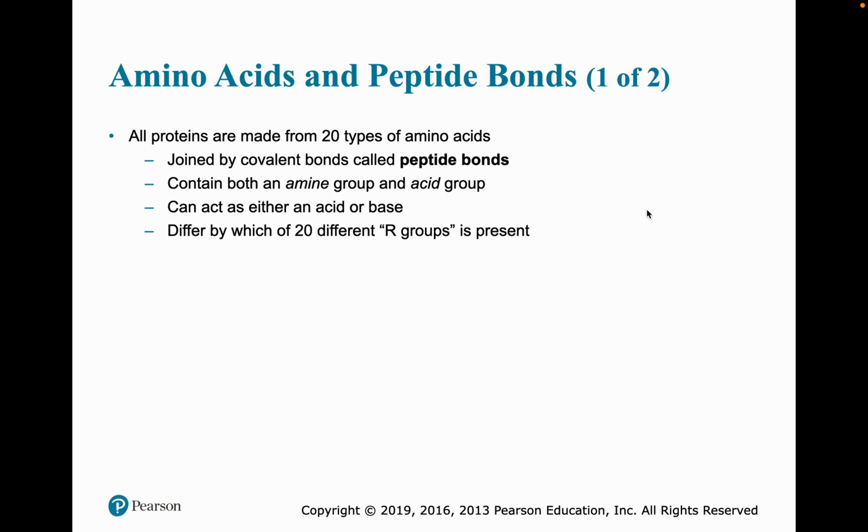All proteins are made from the 20 types of amino acids, the 20 common amino acids, and they're held together using a covalent bond between the carbon on one amino acid and the nitrogen on another, which is given a special name. It's called a peptide bond. Proteins have an amine group and an acidic group, so they have the ability to act as either an acid or a base. And the reason there are 20 different of them is because there are 20 different R groups that are attached to the basic structure of an amino acid.